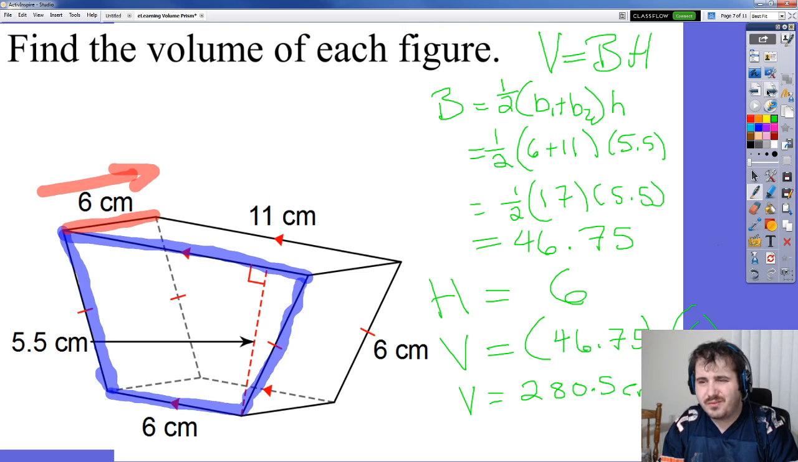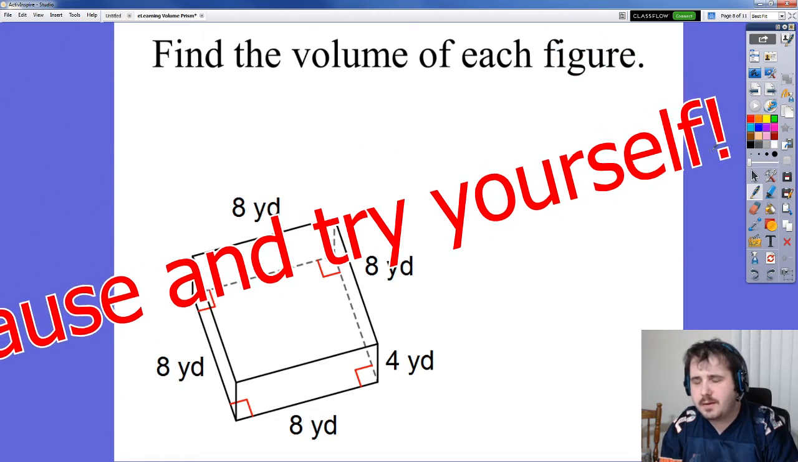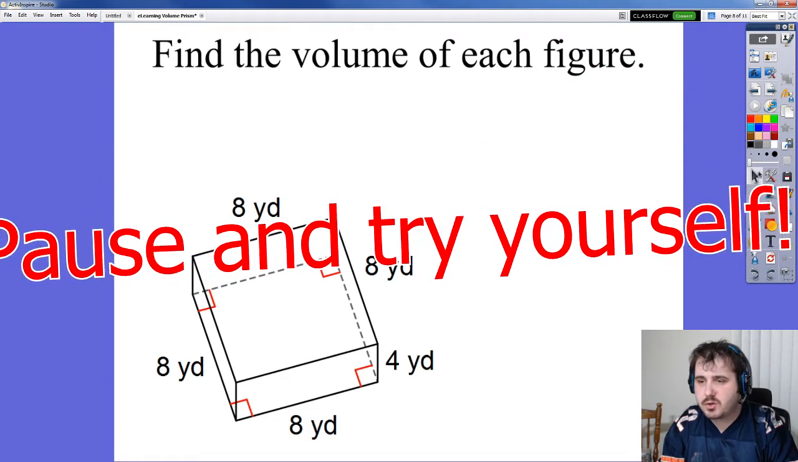You know, and that's really all there is to it. We're going to do 4 more examples, but they're all the same. It's just a new shape each time, right? So go ahead, give this a try, make sure that you can do it.